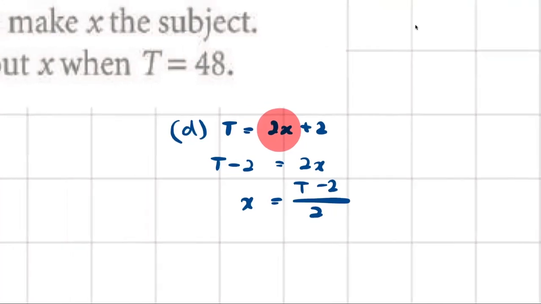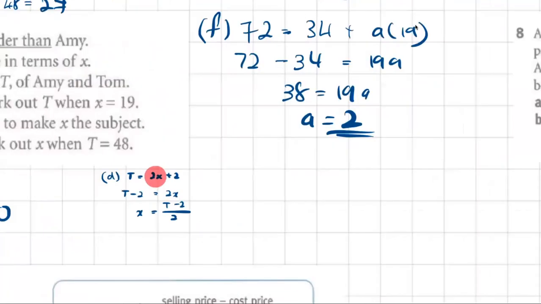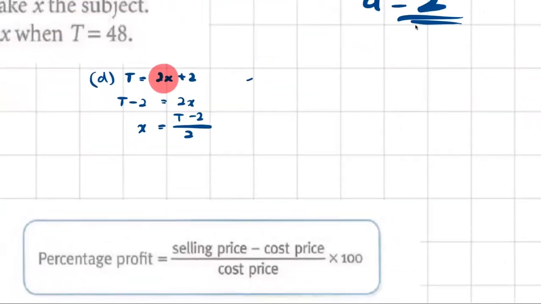So now we need to use the formula in part B to work out X, but T is 48. T is equal to 48 minus 2 divided by 2.